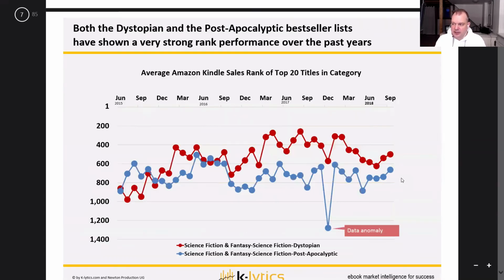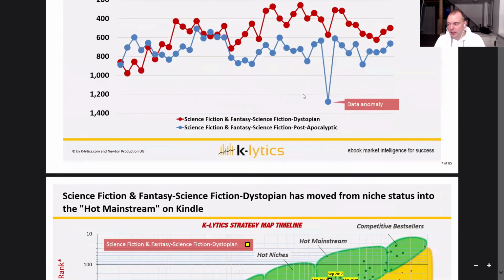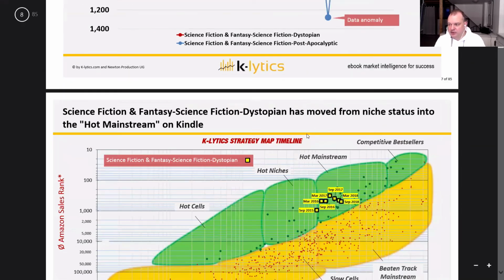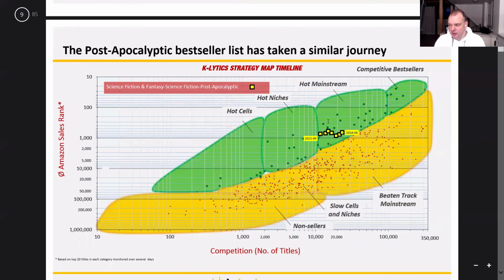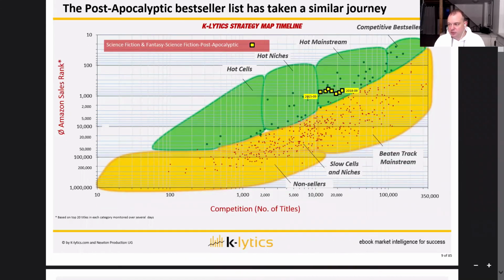So how then do the two different things perform over time? Where are they on that map? And you see here, back in 2015, the dystopian sci-fi category was still a niche category, and then sort of had moved over into the mainstream. So you need to equip yourself with what is happening here in that thing. Also a similar thing here between 2015 and 2018 for post-apocalyptic.